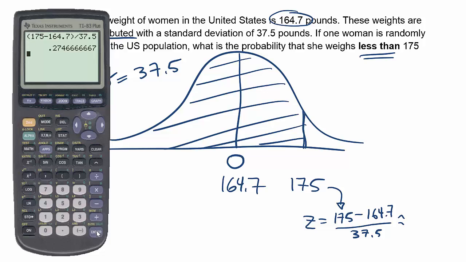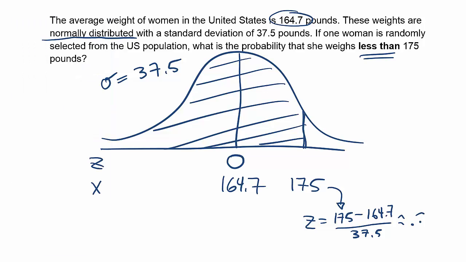And the z-score you get to two decimal places is 0.27. Now remember, we round to two decimal places because that's what our z-chart uses. So 0.27 is the corresponding z-score, right? Now that z-score will be looked up and it'll give us the area from here to here. So let's go see what that gives us on the chart.